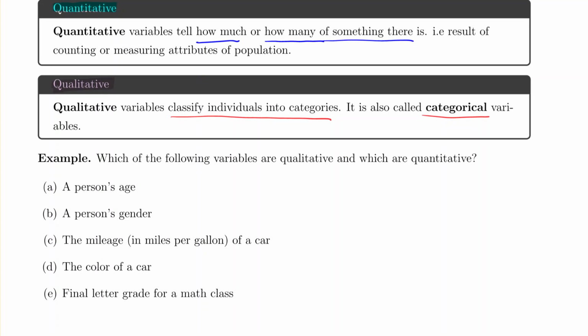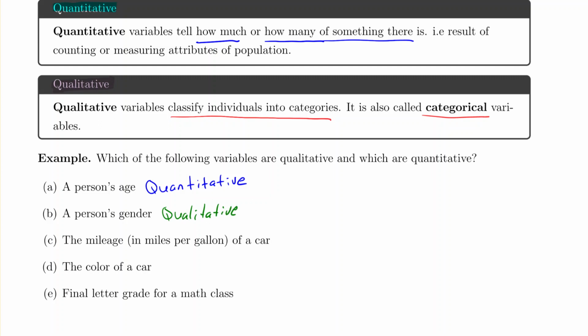A person's age is a numerical measure. Therefore, it's quantitative. The person's gender is a category. It's not a numerical measure, it's a category. So it's qualitative. Male or female. So it's qualitative.